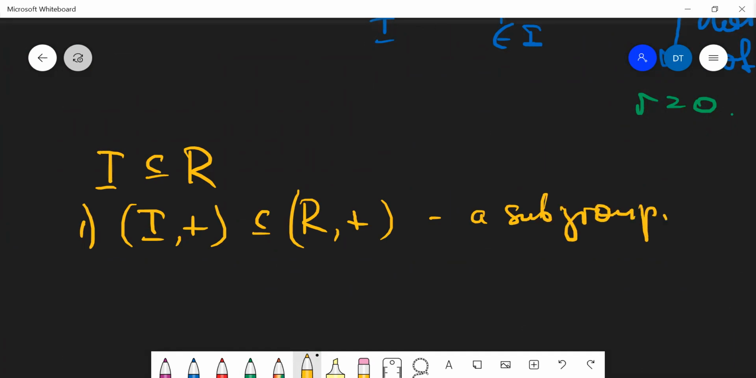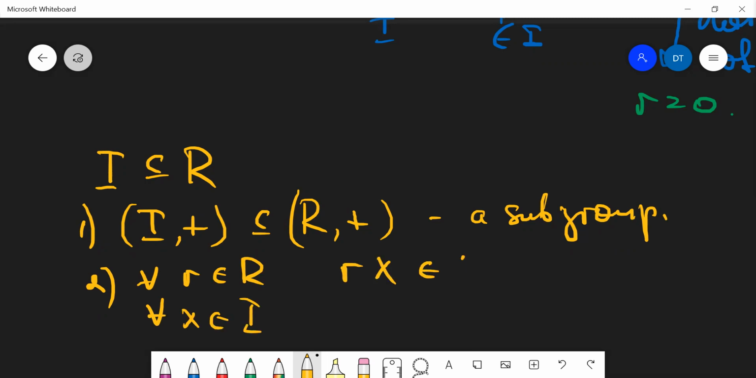Well, simply this means that I contains 0. For every element, it contains minus this element. And for every 2 elements, it contains the sum of these 2 elements. And the second, for each element R of the ring and for each element X of the ideal, the product R times X is in the ideal, and the product X times R is in the ideal. So if you multiply anything from the ideal by anything from the ring, you will get something inside the ideal. So this was the definition.